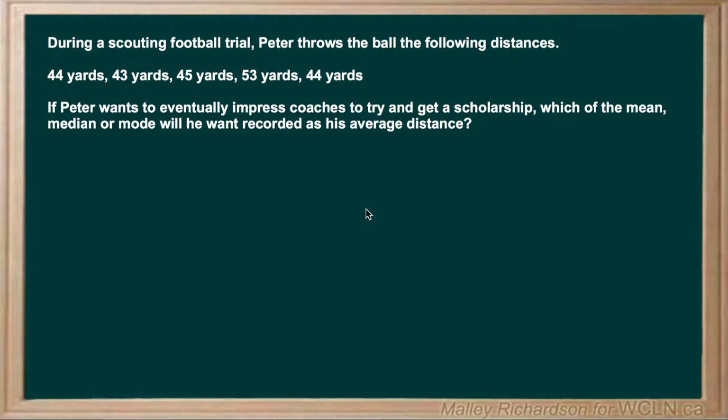So for this question, using this set of data, we need to find the mean, the median, and the mode. And then whichever one gives us the greatest number, we want to use to record his average distance. So let's first start off by finding the mode.